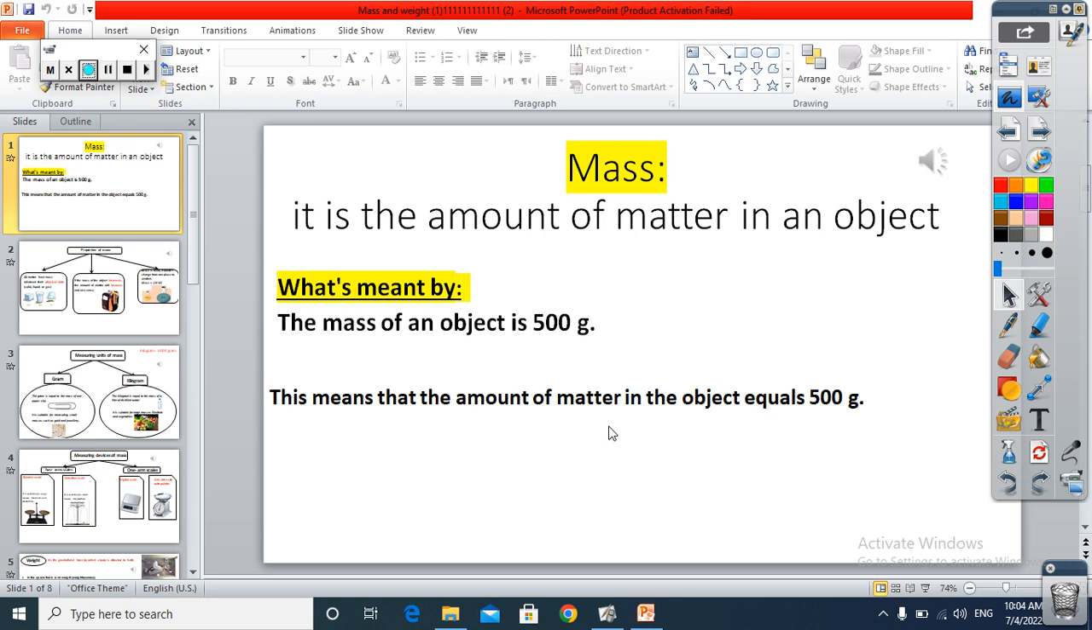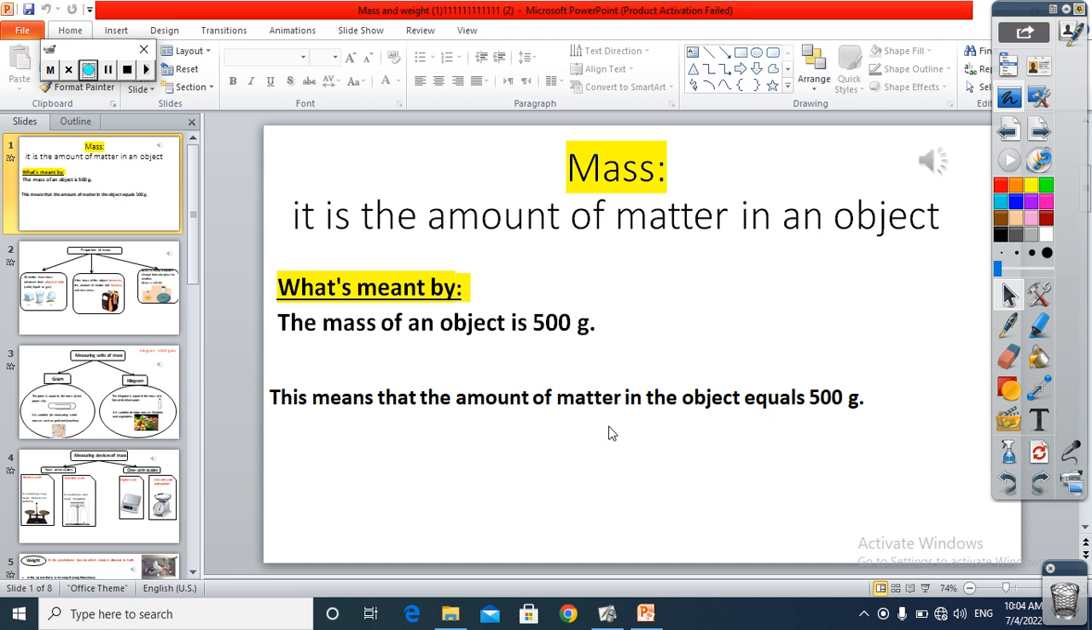Okay. If we have two bags, the first bag contains a lot of things, and the second bag doesn't contain anything. Which one is heavy? Excellent. Of course, the first bag is very heavy. Why? Because it contains a lot of things. Again, because the amount of matter in the first bag is more than the amount of matter in the second bag. So the first bag is heavier than the second bag.